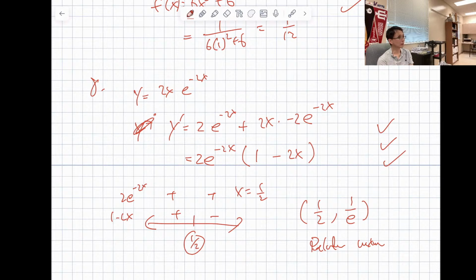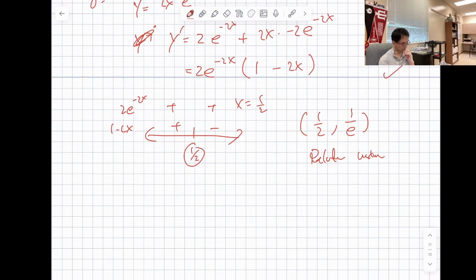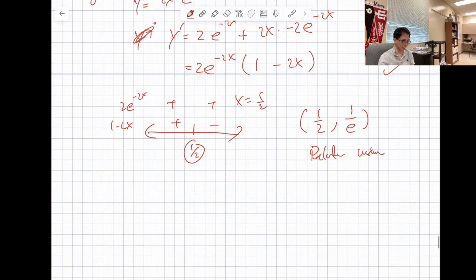What if we didn't put the plus and minus on top of it, and they didn't write max at, they just had x equals 1/2? Given 2. You don't have to find 1 over e because 1 over e isn't necessary. I'm just being extra.